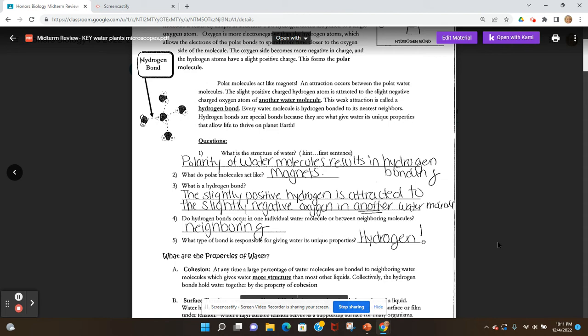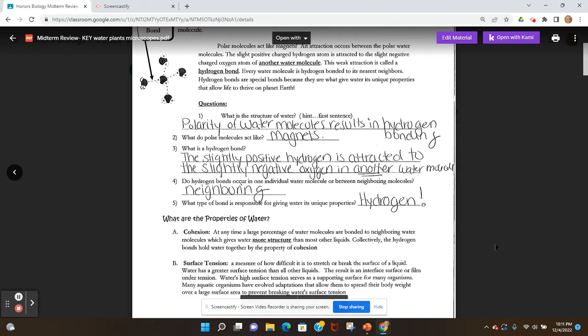What's the structure of water? Well, polarity of water molecules results in hydrogen bonding. What do polar molecules act like? Magnets. What's a hydrogen bond? It's the slightly positive hydrogen is then attracted to the slightly negative oxygen in another water molecule. It's between the water molecules. Do hydrogen bonds occur in one individual water molecule or between neighboring molecules? Neighboring. What type of bond is responsible for giving water its unique properties? Hydrogen.